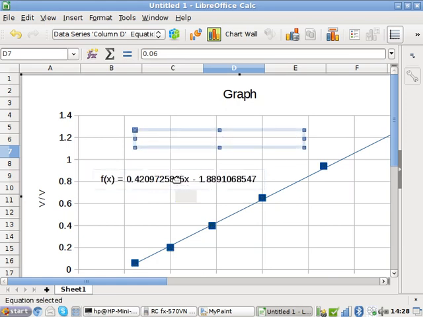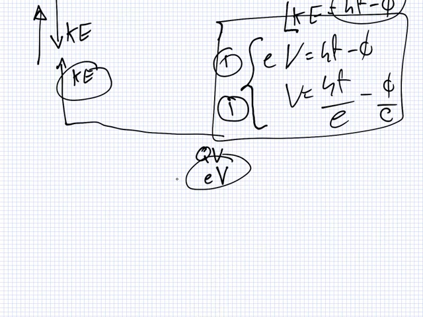How many marks for the graph? Nice. And then the next thing is use the graph to determine an experimental value of the Planck constant. Okay. So if we go back to that formula they asked you to prove, V equals hf over e minus phi over e. Think about the graph they asked you to make.